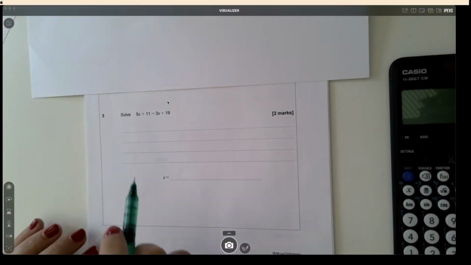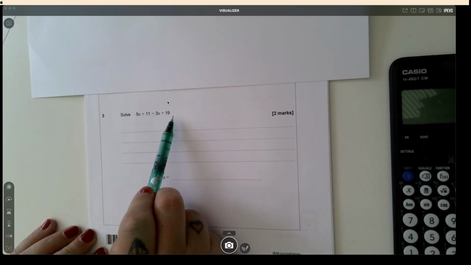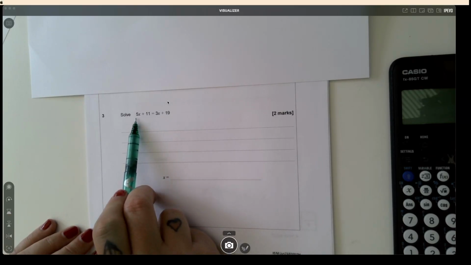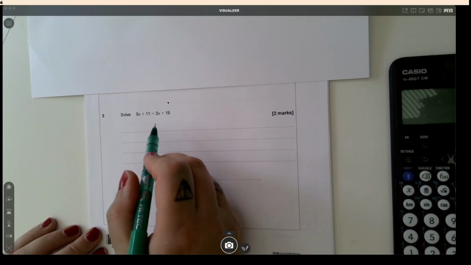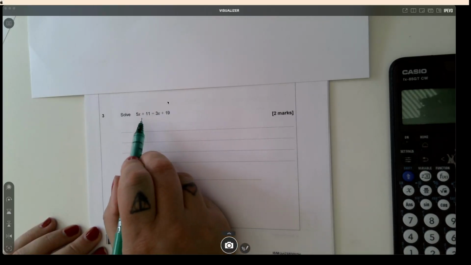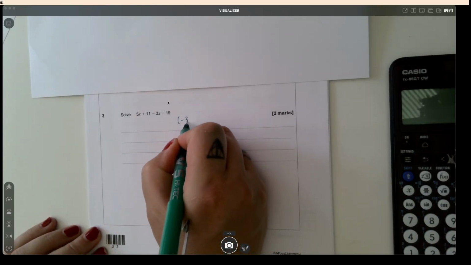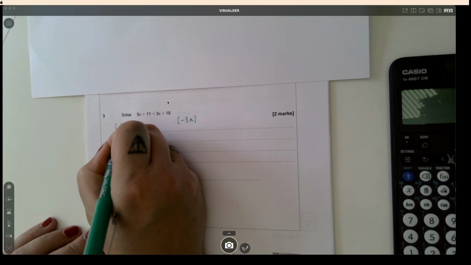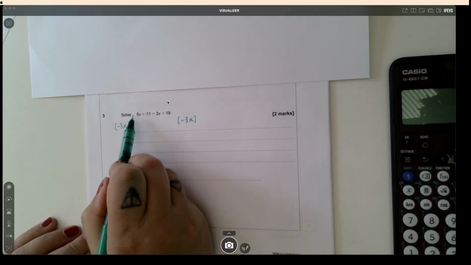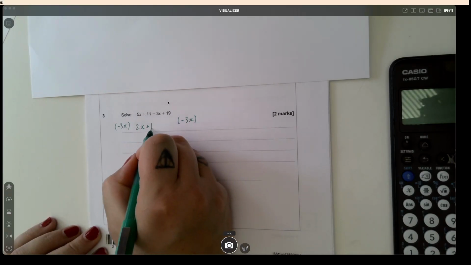Question 3. Solve 5x add 11 equals 3x add 19. So I'm solving for x, and that unknown x is on both sides. So the first thing I'm going to do is eliminate the smallest of the unknowns. So I've got 5x and 3x. 3x is smallest, so I'm going to subtract 3x from both sides. 5x subtract 3x is 2x. The 11 stays as it is.